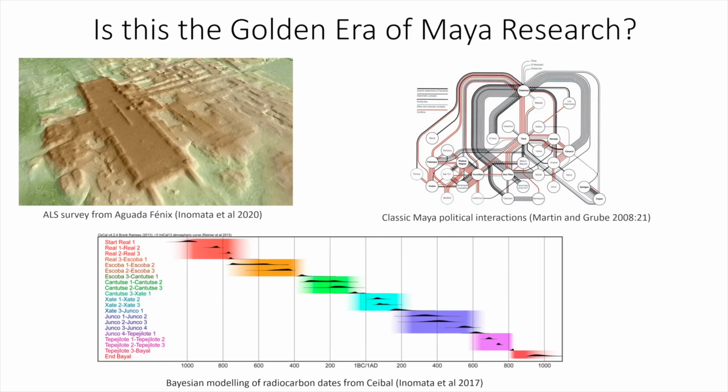We also have a lot of advances in dating techniques. Bayesian statistical modeling has allowed us to narrow our chronological phases down to sub-century, and sometimes we're getting close to generational timeframes, which is really exciting.